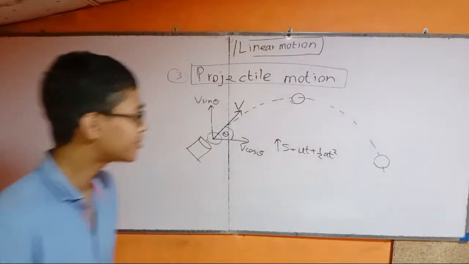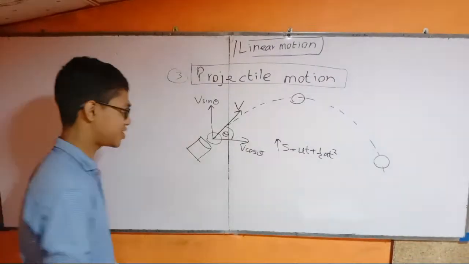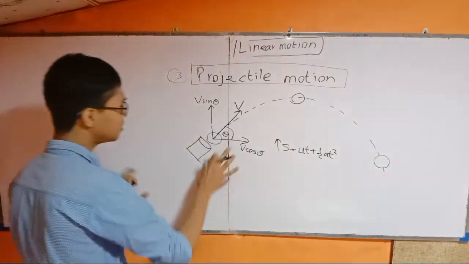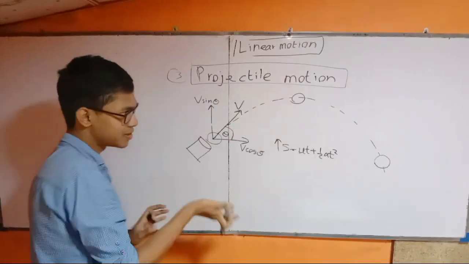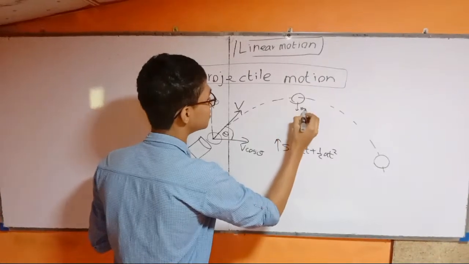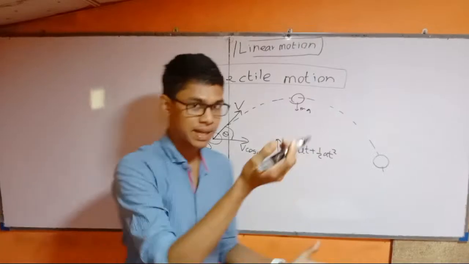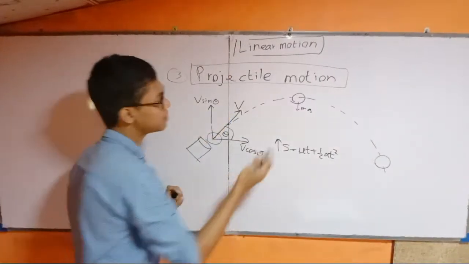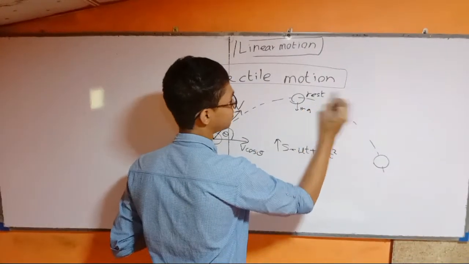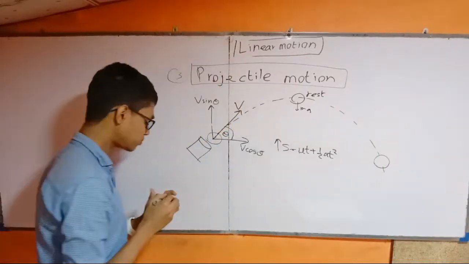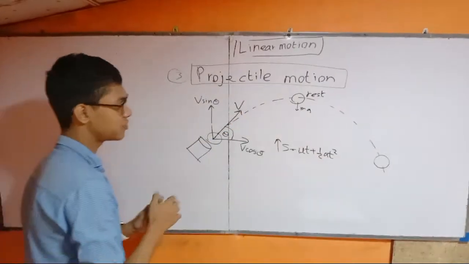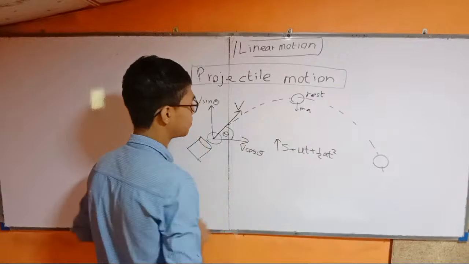Okay, v cos theta doesn't change because there is no acceleration, and v sin theta changes because there is an acceleration mg downwards. Therefore, like a ball thrown upward goes up and comes to rest, it becomes rest when it reaches here. Now we can apply equations of motion from here to here.